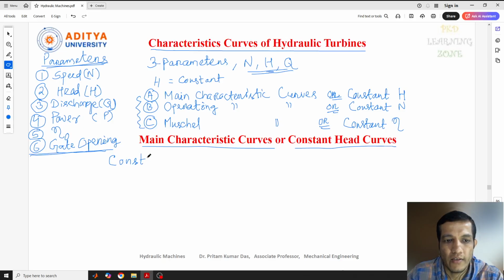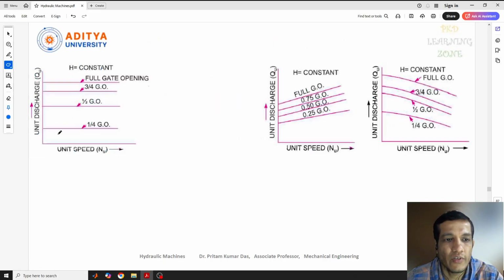We need to consider the constant head. By considering the constant head, we need to see how the performance is done. Like if I show you the diagram for this, for both the diagrams that you are seeing here, these diagrams are taken for different conditions or different turbines.